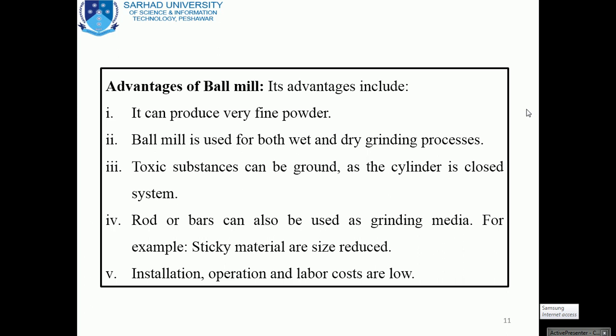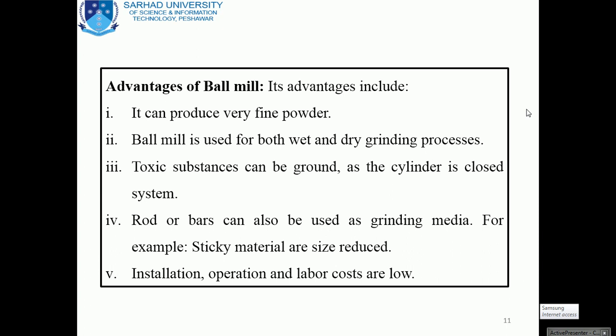The second advantage is that the ball mill is used not only for wet but also for dry grinding processes. If it is a wet grinding process, wetting materials or solvents are added, and after the solvent addition, wet particle size reduction is desired, the ball mill is used. If dry grinding is required, the ball mill is also useful, so it works in both wet and dry grinding conditions.